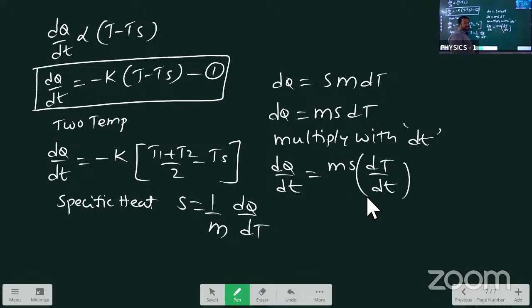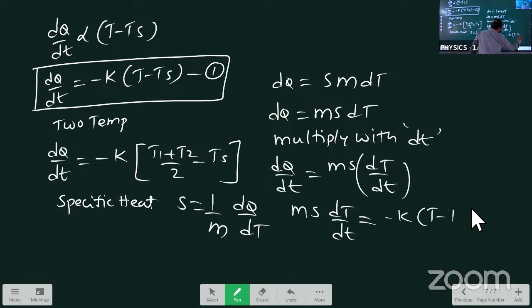A few members can get confused. Small t is the time, capital T is the temperature. D indicates differentiation, the difference coming in the problem. So dQ/dt means ms into dT/dt. Substituting here, dQ/dt means we get ms into dT/dt equals minus k into (T minus Ts). This constant goes to the right side, again a constant.